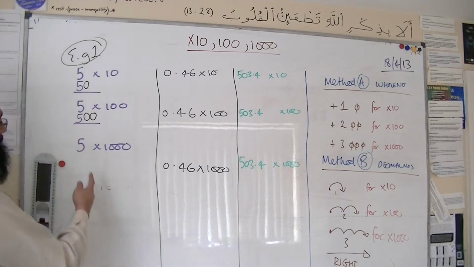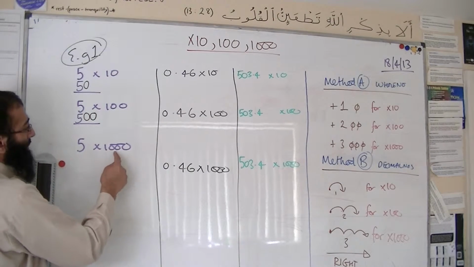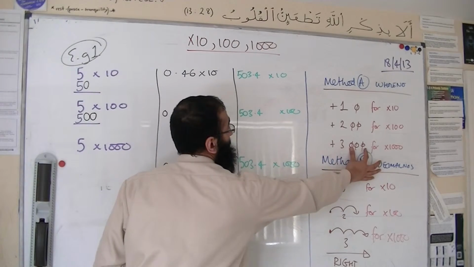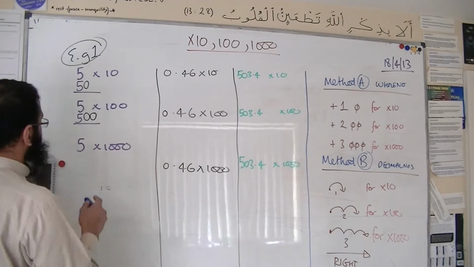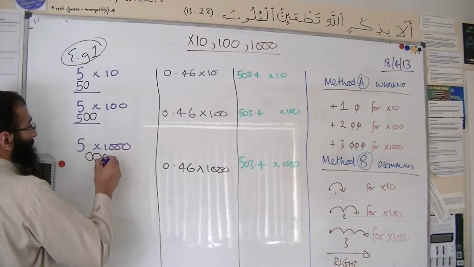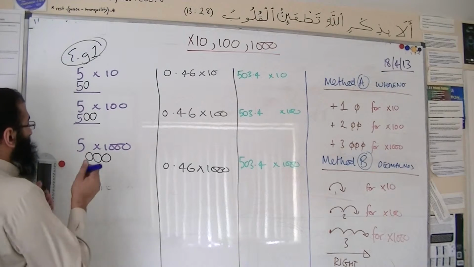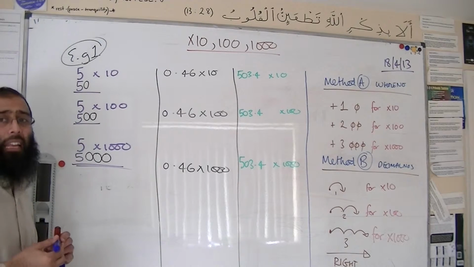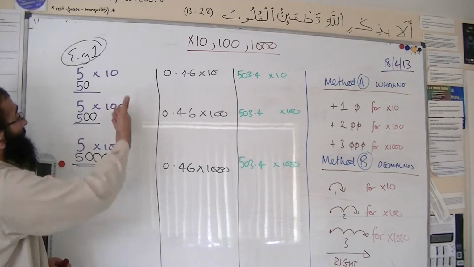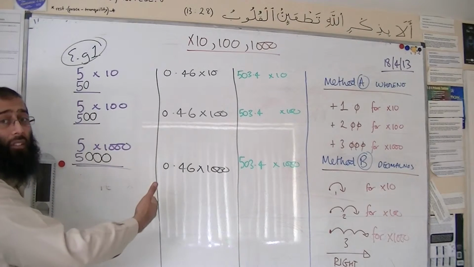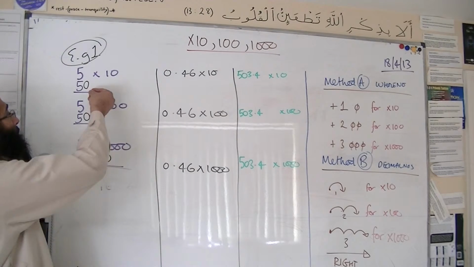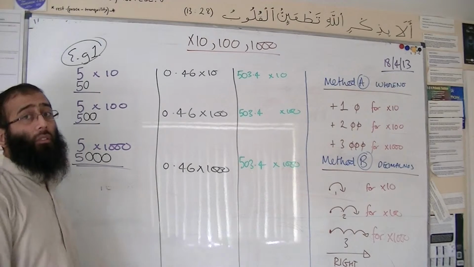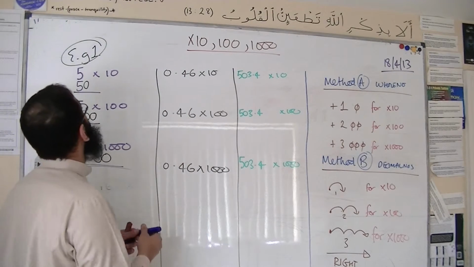Okay, next, 5 times by 1000. We got 3 zeros here. We add 3 zeros. Copy the 5 down, and the answer is finished. Any whole number you have to change into times by 10, 100, 1000, it's a simple act of adding 1, 2 or 3 zeros. That question is done. Let's move on to the second example.